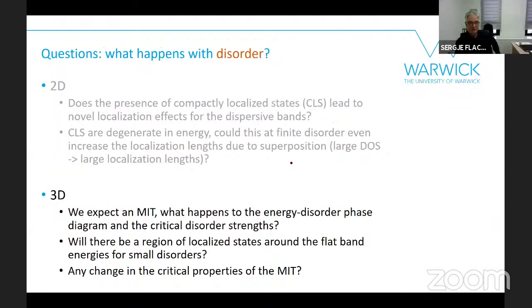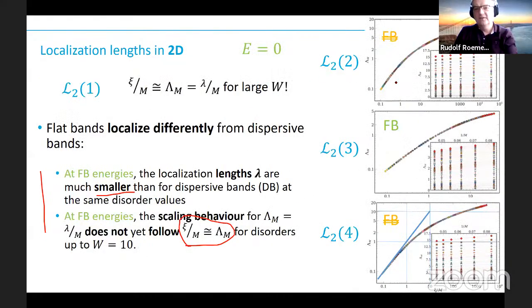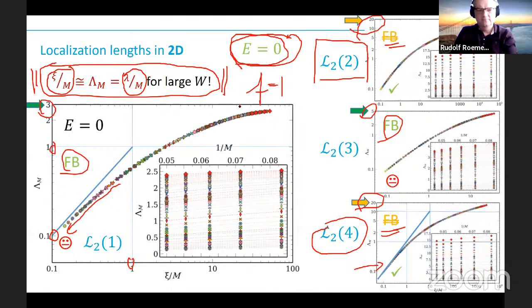Quite interesting. Rudolf, I'm lost here. Can you show it again? Yes. So what do you want to say? You still measure the localization lengths, the scaling for the 2D system? So I'm from these graphs here. Yeah. Right.